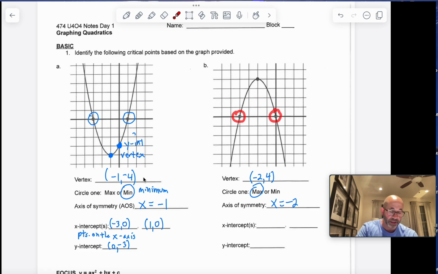So the one on the left is at -4, 0, and the one on the right is at 0, 0. So -4, 0, and then 0, 0. And then the y-intercept is the point where it's hitting the y-axis, and the y-axis is right here. So that coordinate is right there at the origin, which is at 0, 0.